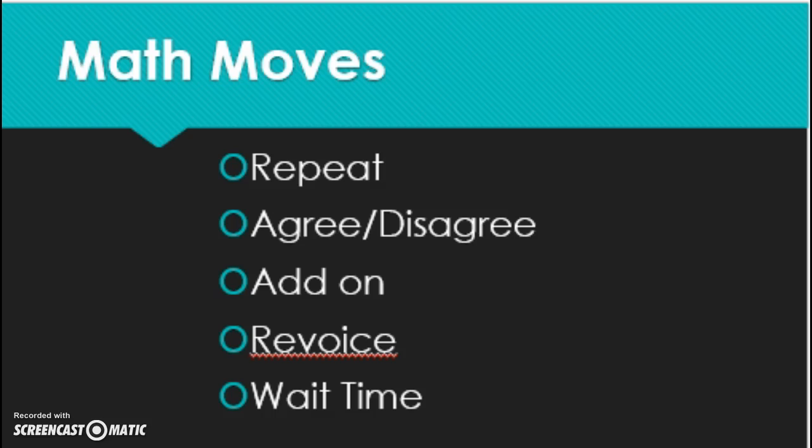The next one I'll be using is called revoice. This is me restating what a student said in different words to make it more clear for students to understand each other better. Finally, the last one on this slide is wait time. This is me waiting for students to form their answers in their minds, think about what their answer is, before me asking them to say it out loud.